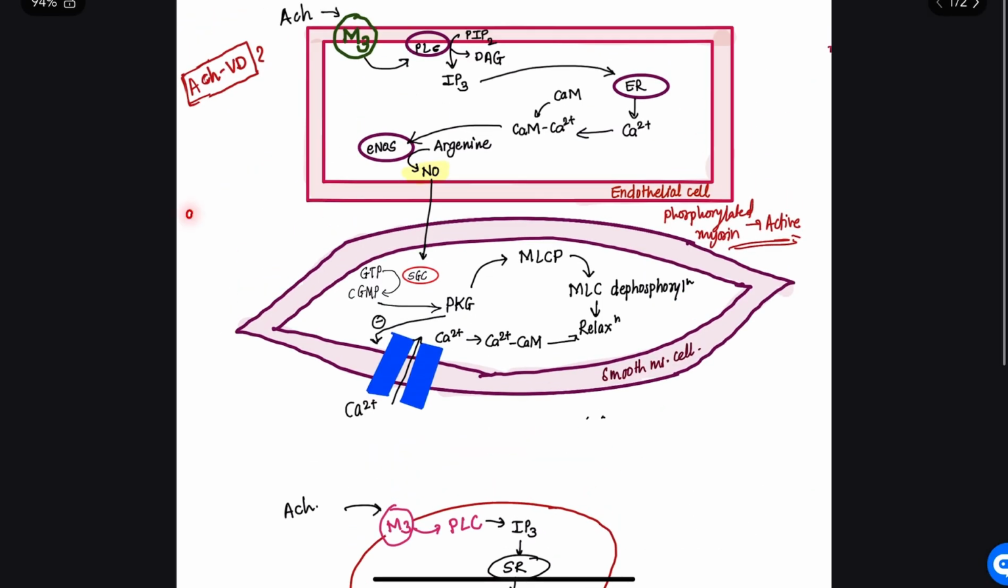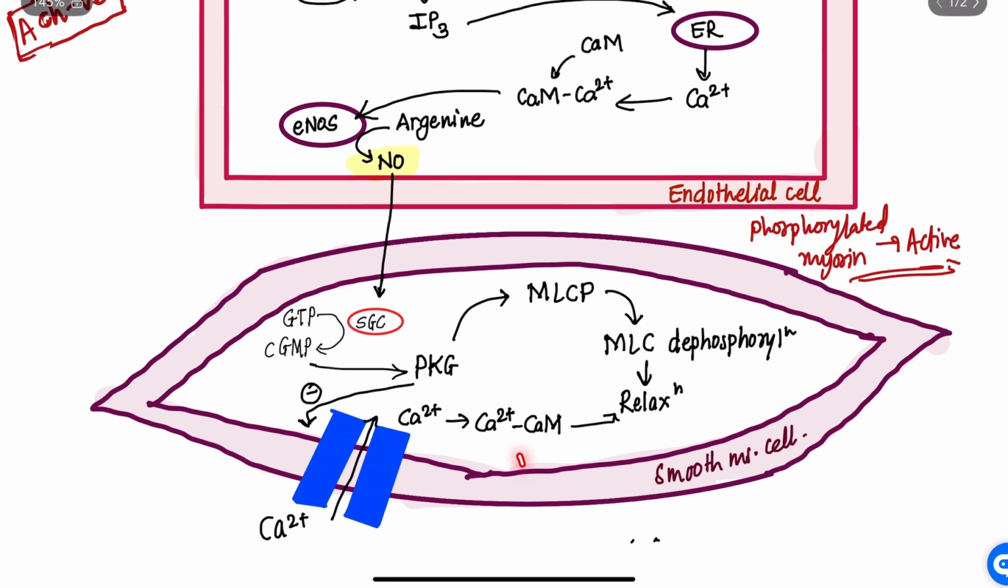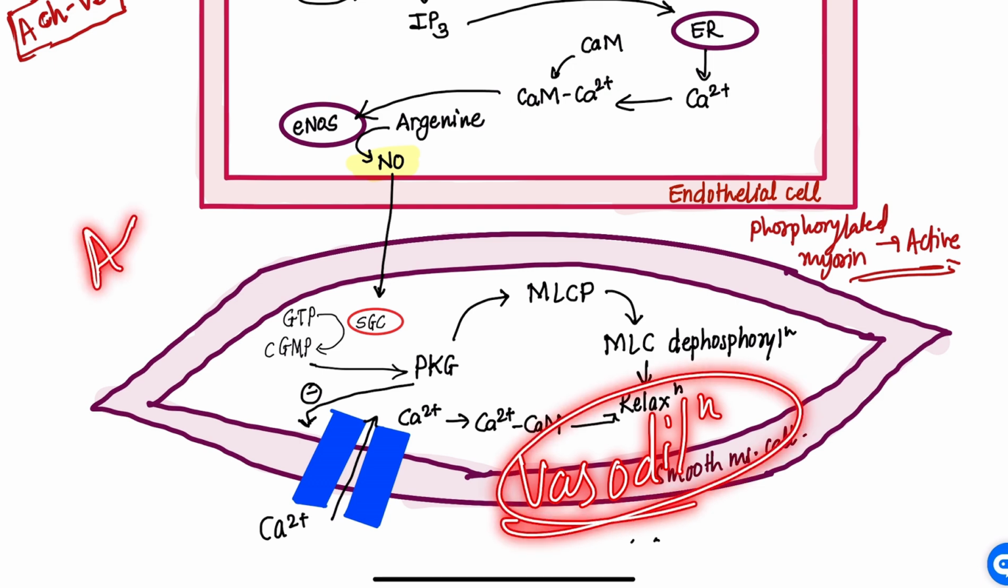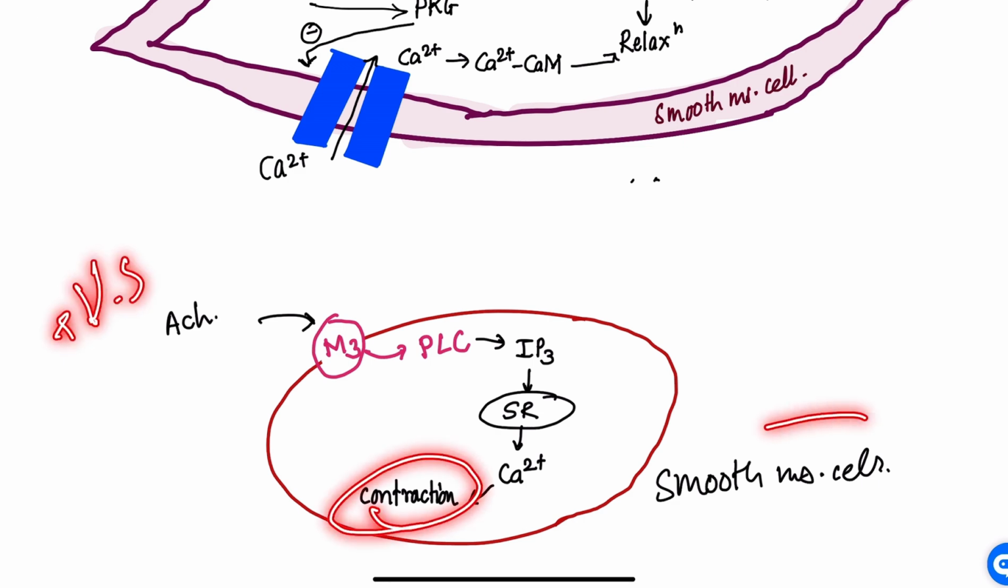So in healthy adults, in healthy arteries, there is vasodilation on exposure to acetylcholine, but in patients with vessel damage, there will be contraction of the smooth muscles.